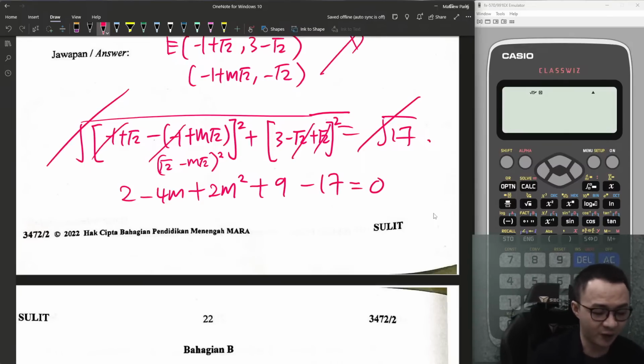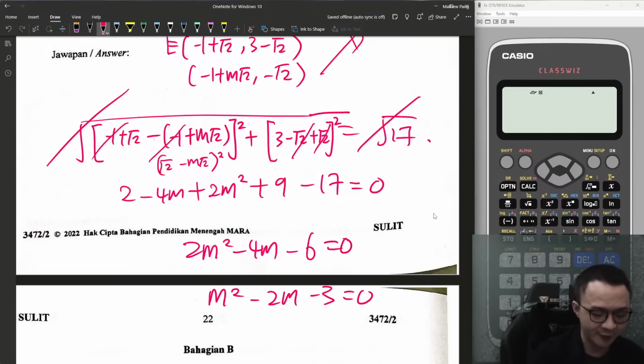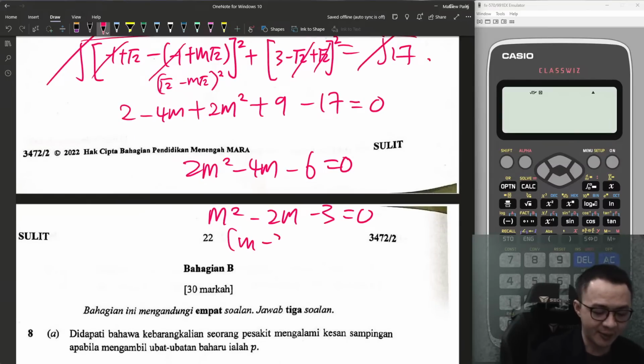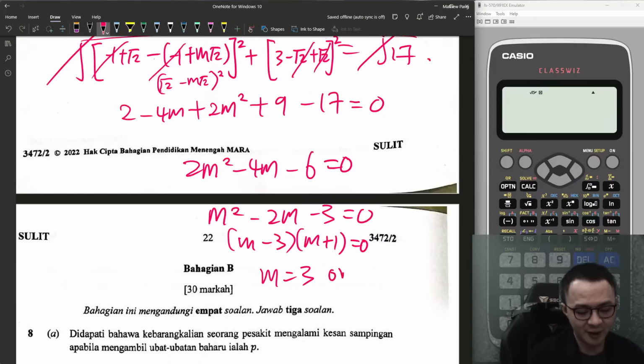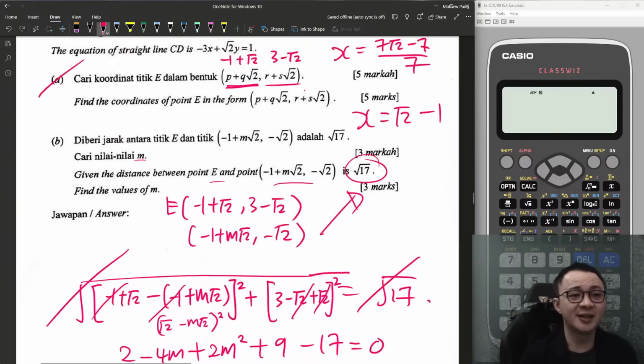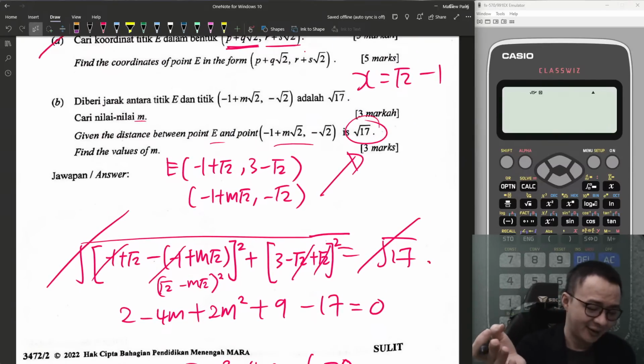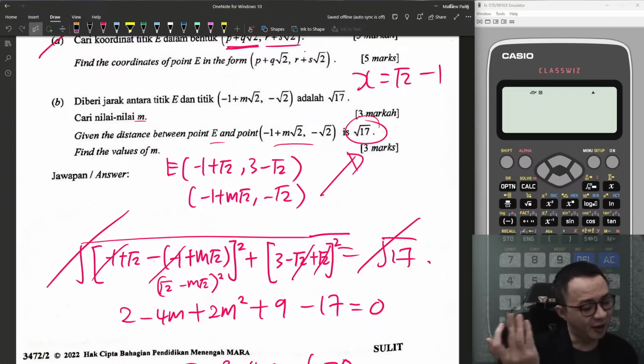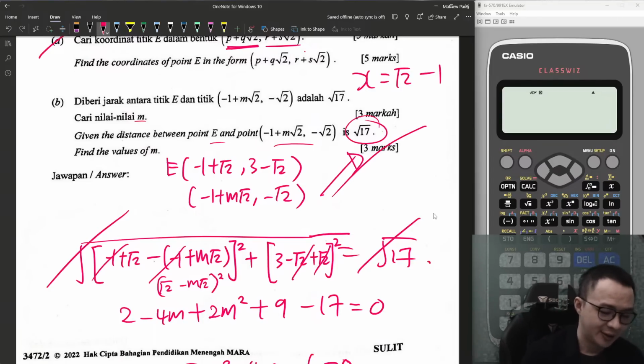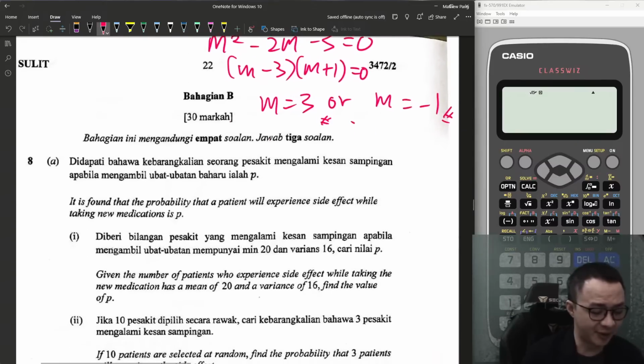Obviously this is quadratic, right? Quite obvious this is quadratic if you see carefully. 2m square minus 4m minus 6 equals 0. Divide 2. Factorize it. M minus 3, m plus 1 equals 0. M equals to 3 or m equals to negative 1. Done. Because they asked us to find m, right? So basically here I just use a distance formula. Make sure you minus it carefully. And then simplify and get a quadratic equation. Factorize, 3 marks. Not too hard also, but a lot of steps, must be very careful.